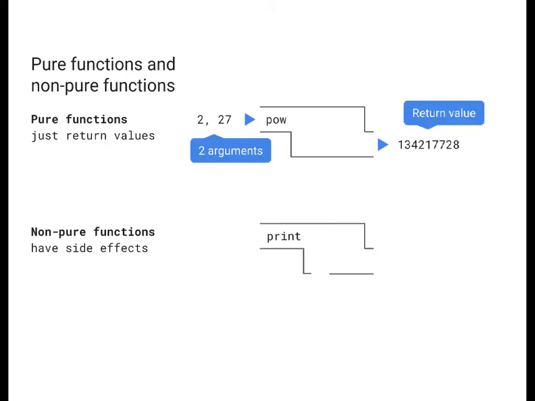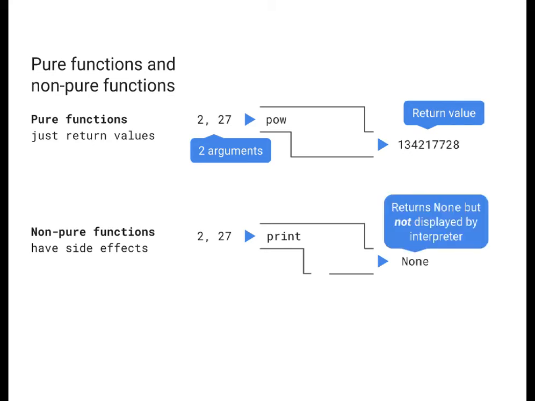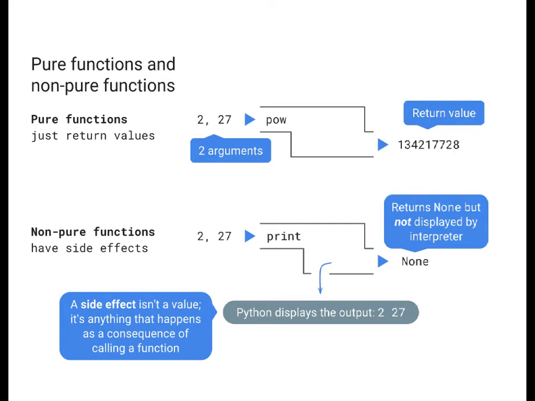Non-pure functions like print have a special behavior because when I pass in 2 arguments, for example, I'll get None as the return value, which is usually not displayed by the interpreter, right? Because the interpreter doesn't display None. But Python, along the way, will display the output 2 and 27. So this side effect isn't something that you can use again. The printed values are not things you can use in Python.